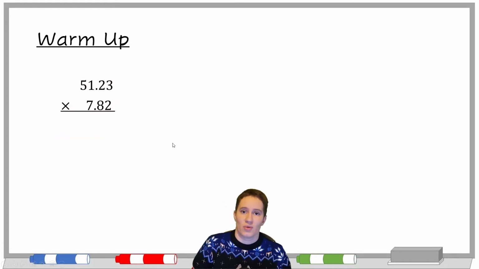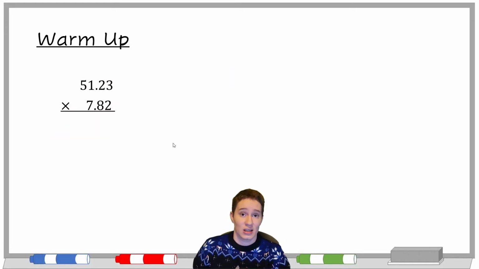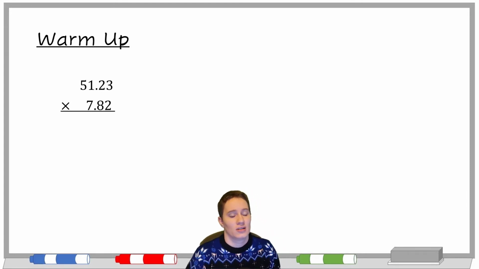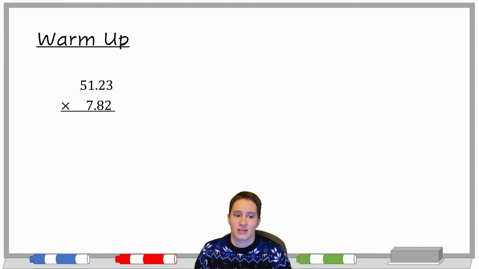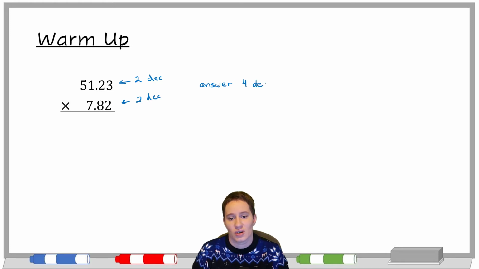We're going to do a second warm-up, so this time we've got longer numbers. This is going to be fairly annoying how big these numbers end up being, not size-wise necessarily, but length-wise. So let's decide how many decimals here. We've got 2 decimals, and then we've got 2 decimals. So that means that our answer is going to have 2 plus 2, which is 4 decimals.